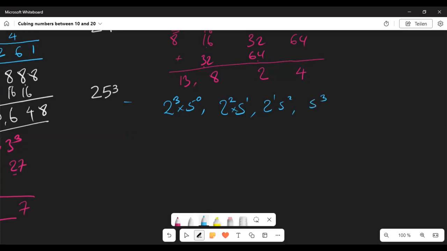Now we know 5 cubed is 125. We know 5 squared is 25 times 2. That one gives us 50. So this is 5 squared multiplied by 2, which is 50. And then we have here 2 squared multiplied by 5 will give us 20. And then we have 8. Okay.